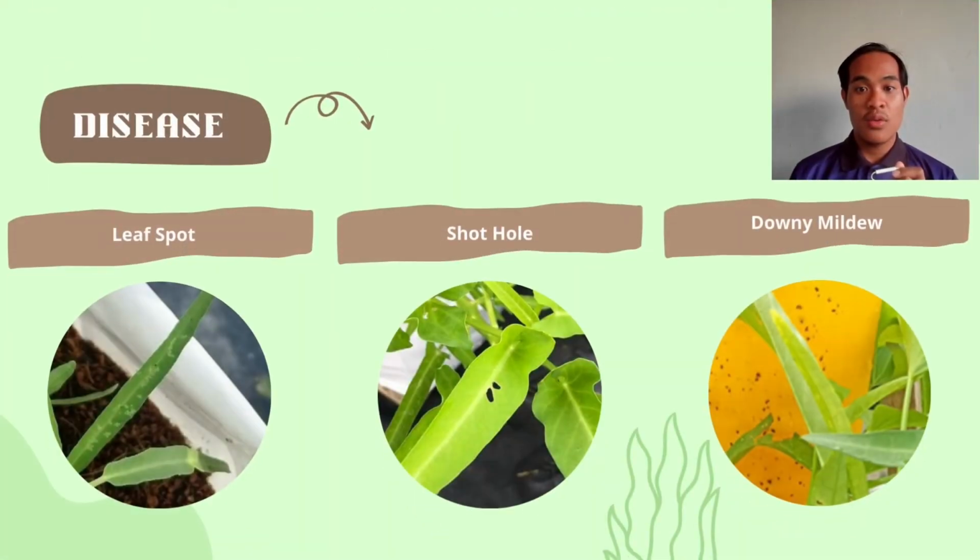Lastly, the diseases present in our crops are leaf spot, which is caused by fungi, though some are caused by bacteria; shot holes, the effect of insects or environmental factors; and downy mildew, caused by microscopic fungus-like organisms. And that's all from me. I will pass to the next presenter. Thank you.